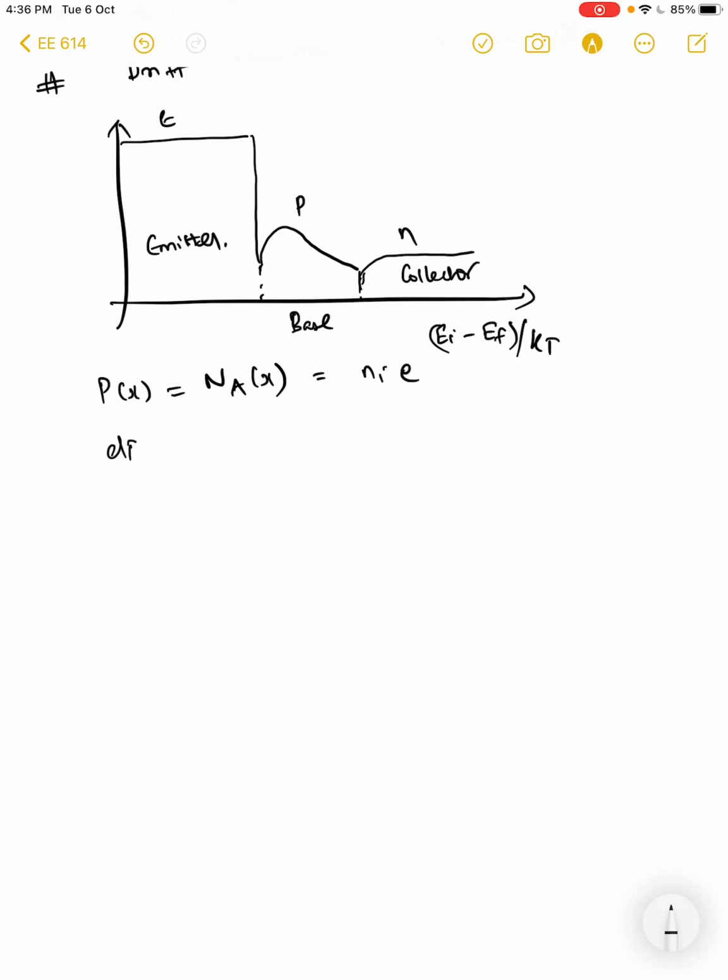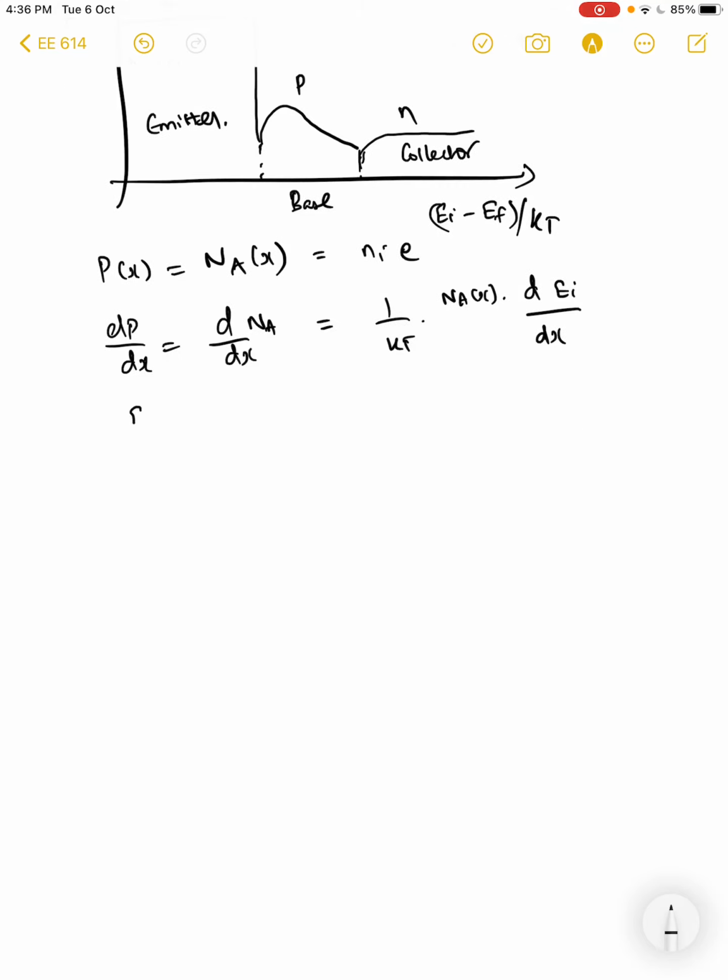Let's calculate dNa/dx, which will turn out to be (1/kT) Na(x) dEi/dx, right? And the electric field in the base, E, will turn out to be typically (1/q) dEi/dx, right?